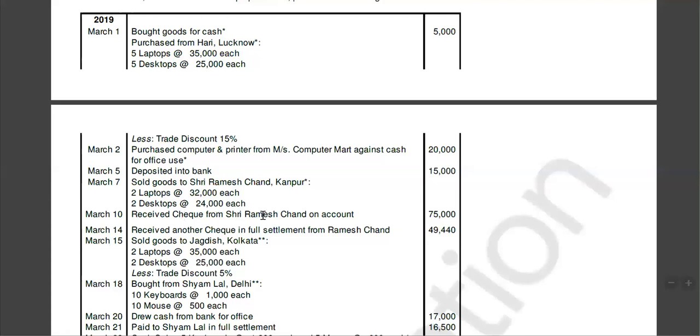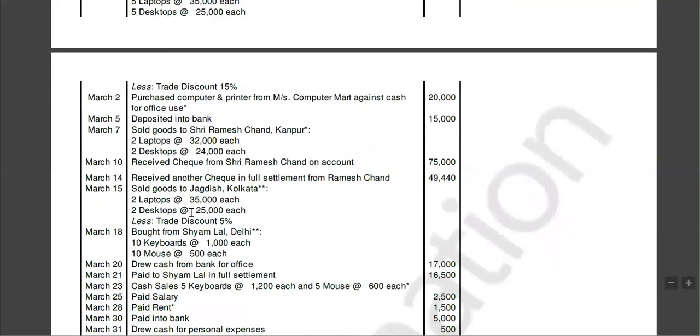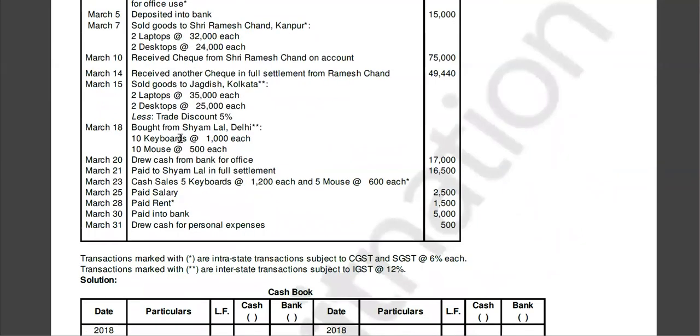Fifth one is Ramesh account. Received check from Sri Ramesh. Okay. Received another check from Ramesh. Okay. Now total is 5 accounts. Sold goods to Jagadish, so here also you have to prepare the Jagadish account. Then trade discount at the time of sale. So sixth account is discount received account, you have to prepare.